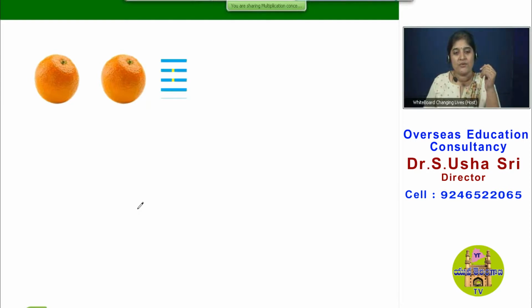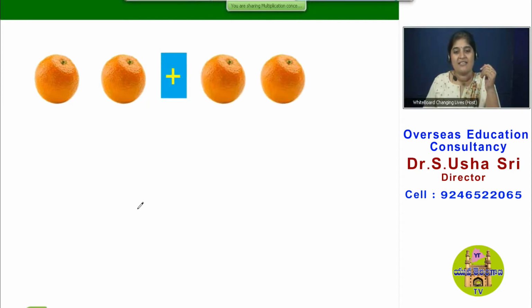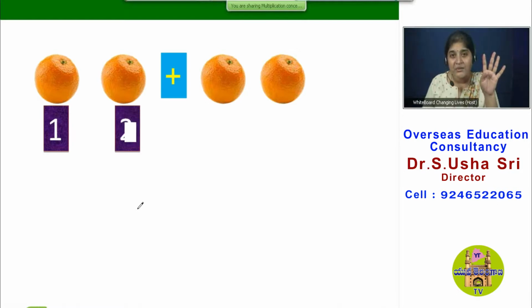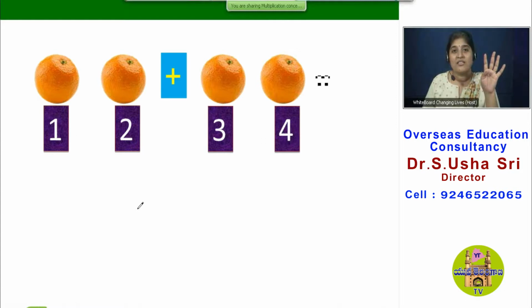1, 2 plus the other 2. So there are total, how many oranges? We know 1, 2, 3, 4. So there are 4 oranges. 1, 2, 3, and 4.